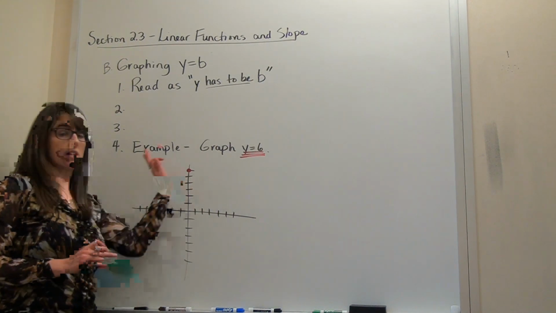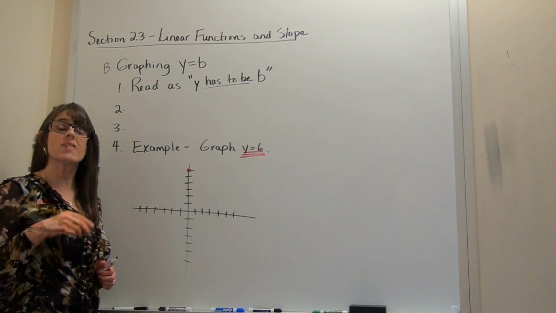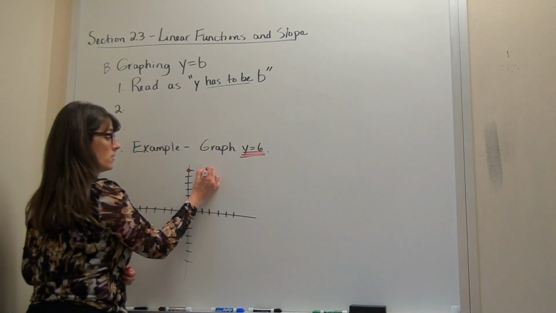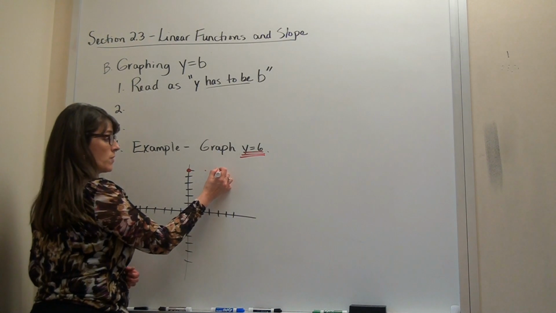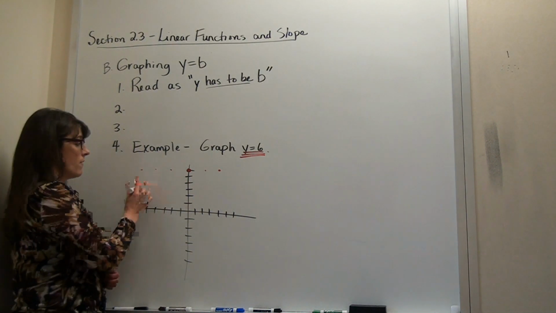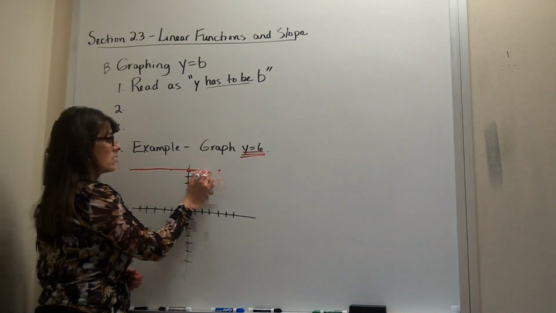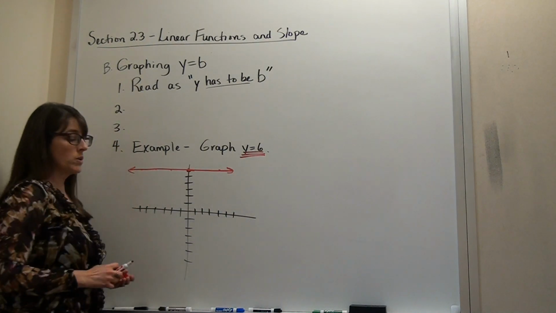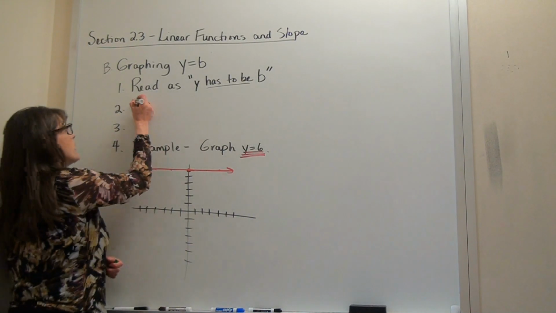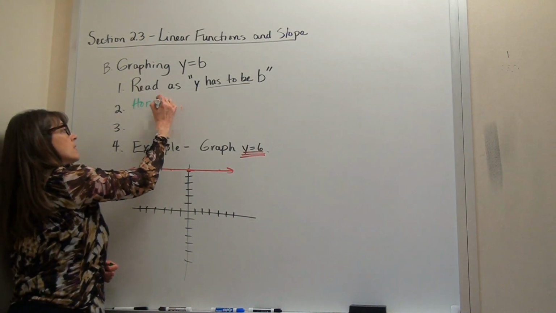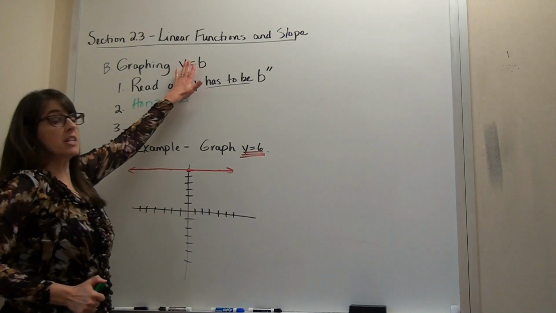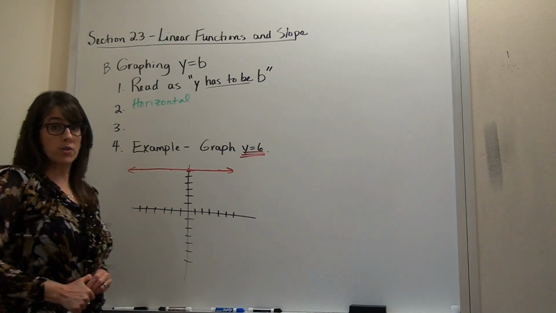So where else in this 2D coordinate plane are points that have a y coordinate of 6? Okay, there's one up here, there's one over here, there's one back here, and one back here, and one back here. Now if I connect all these points, what type of line have I made? Absolutely, that is a horizontal line. So every single equation that's in this format will always generate a horizontal line.